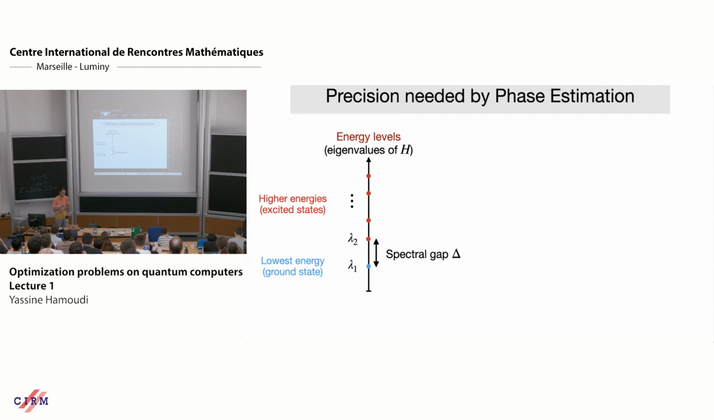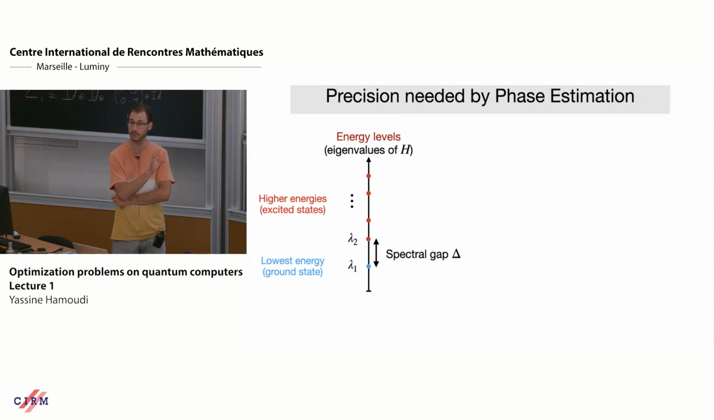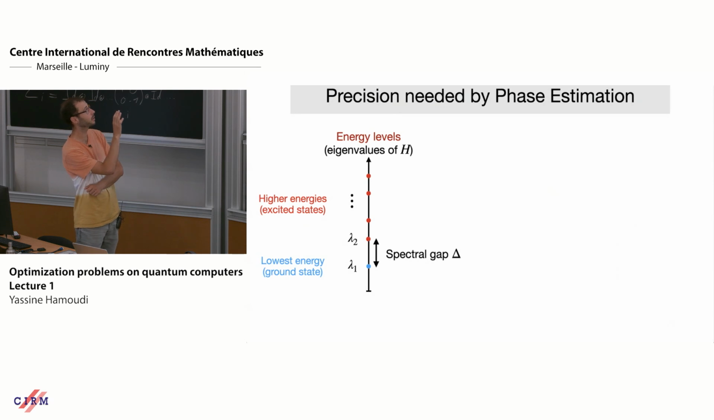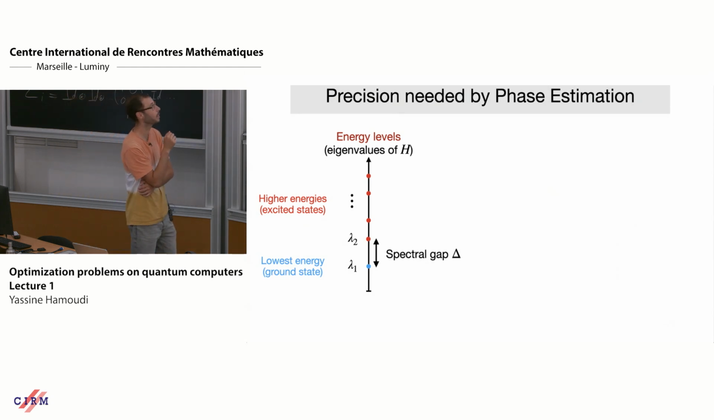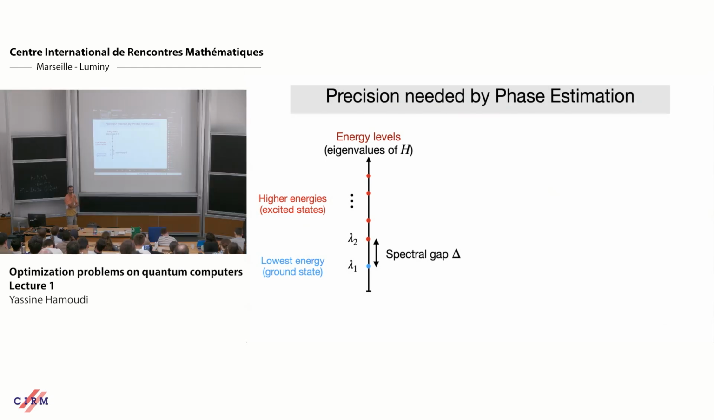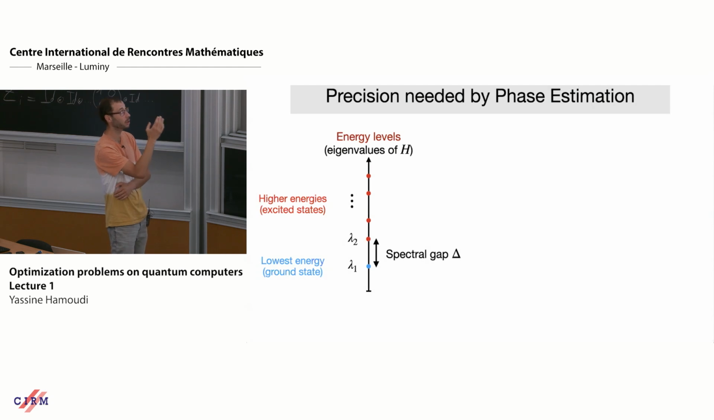Now I will explain why the spectral gap assumption is important, because we have not computed the ground state yet. To explain why the spectral gap is important, we can have the following picture in mind. Here I've plotted the energy levels of H in increasing order. The lowest eigenvalue, lambda_1, is at the bottom, and then you have the excited states on top. And assume that there is a spectral gap delta between lambda_1 and lambda_2.